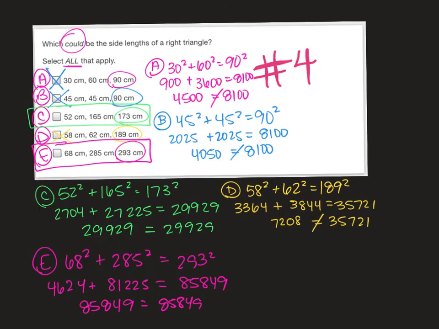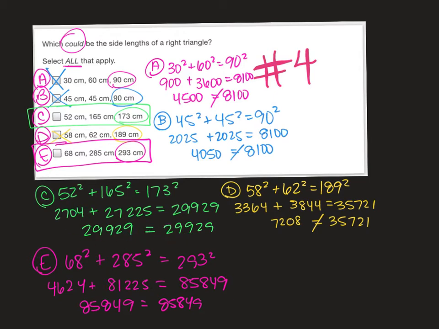All right, on this question, they said, which could be the side lengths of a right triangle? Select all that apply. So that told me we had to check every single one of these. You can see on the screen, we worked out each one. If it was not equal, we did not choose it because that means it's not a right triangle. So A was not your answer, neither was B. C, when we worked it out, we see they do equal, so that was one of our answers.